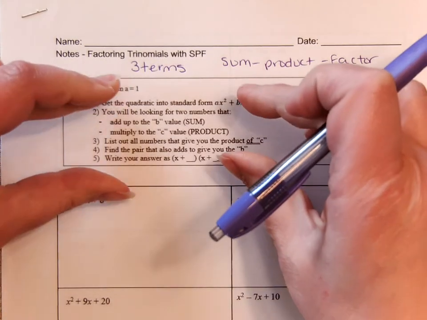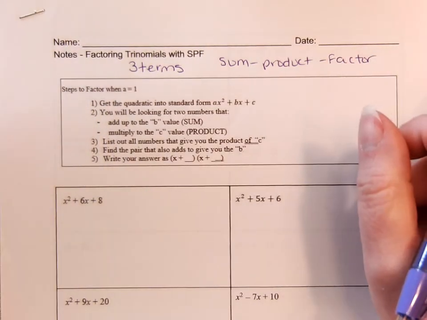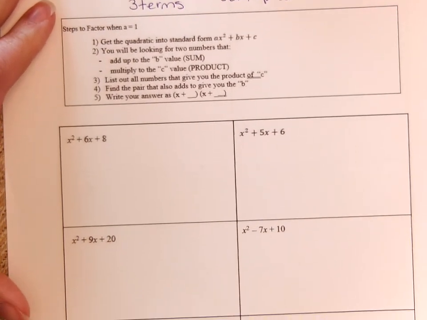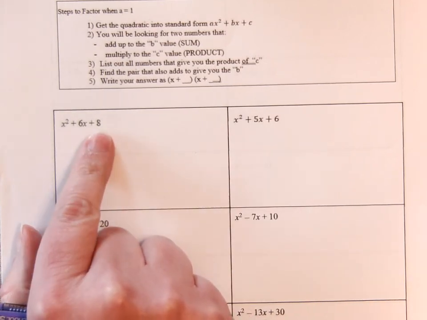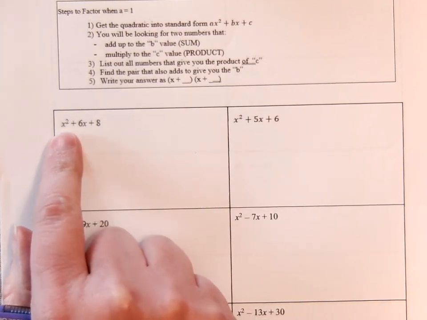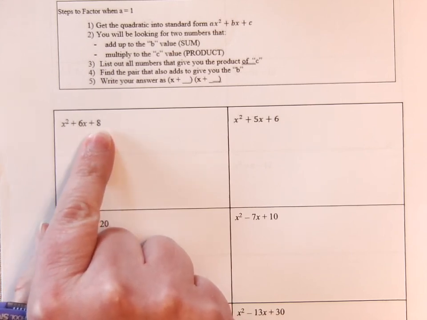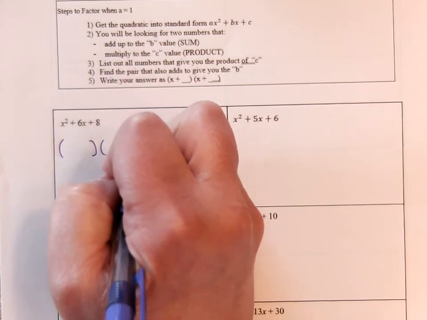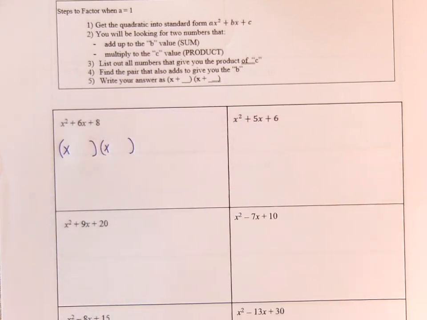So these are some general steps, but instead of just reading through them, I'm just going to work through the problems. All right, so they're there for your reference. So what we're going to do is we have our trinomial, three terms. One of them is an x squared term, one of them is an x term, and one of them is a term without an x. So we're going to make two sets of parentheses. We're going to put x's in the beginning. Basically, we're undoing double distribution.